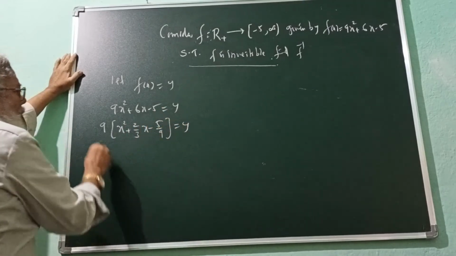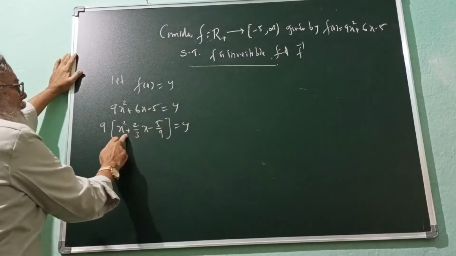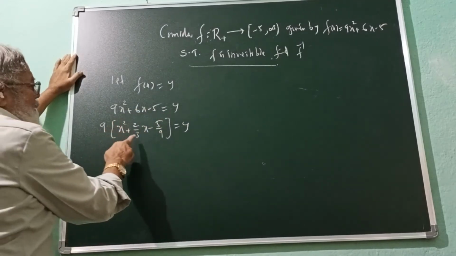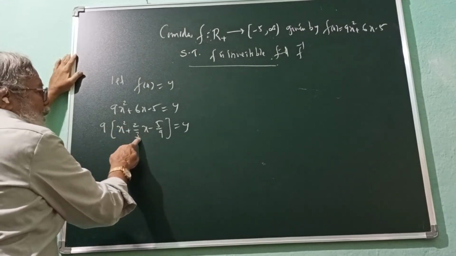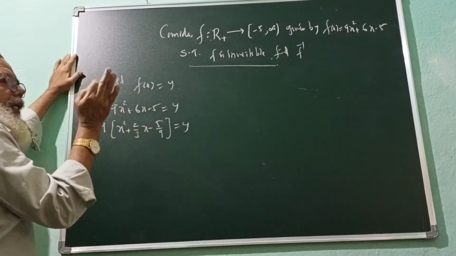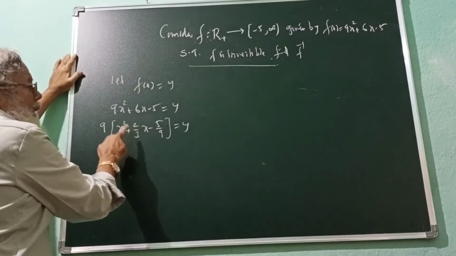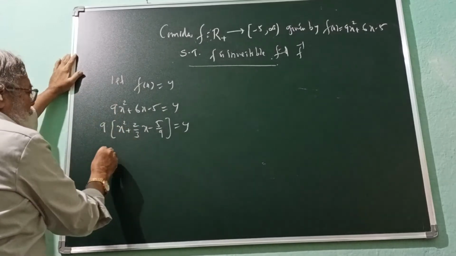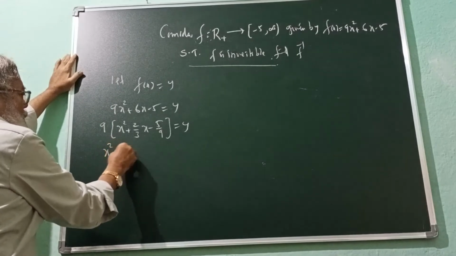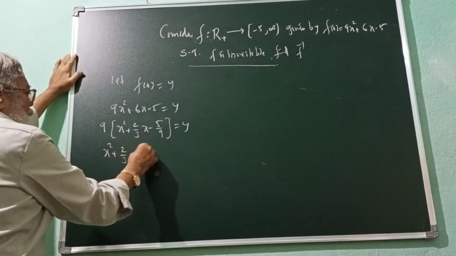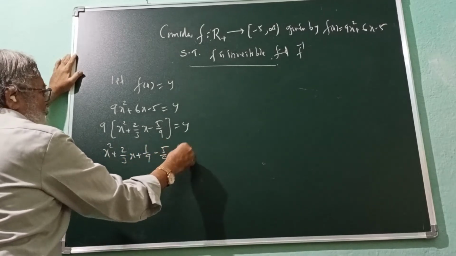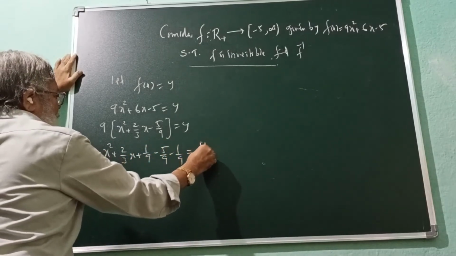Now again 9 is taken to that side. Here for this quantity we try to make it a perfect square. For this, divide the coefficient of the first degree term by 2 and write down the square of that. If you divide it by 2 you get 1 by 3 and square of 1 by 3 is 1 by 9. So we write 2 by 3x, we write 1 by 9 on the third place and subtract on the last place, y by 9. That is the procedure.